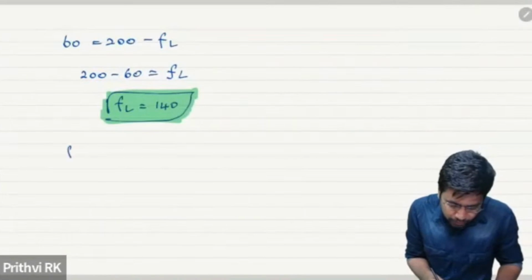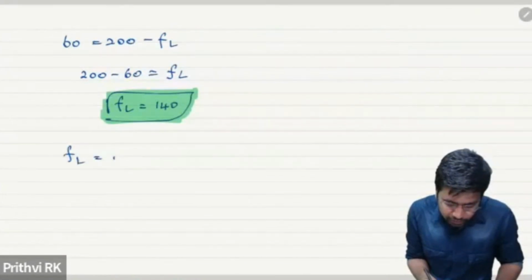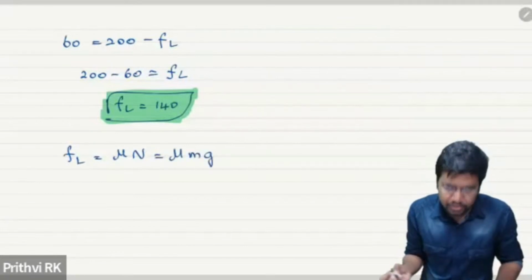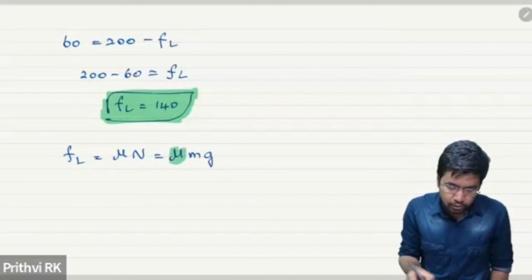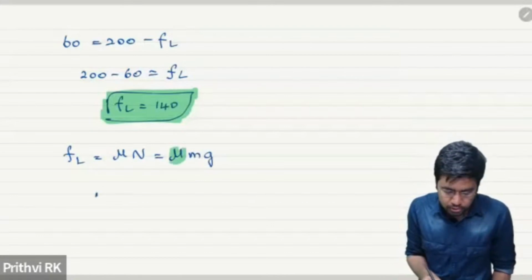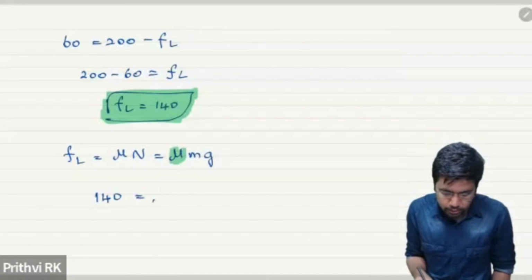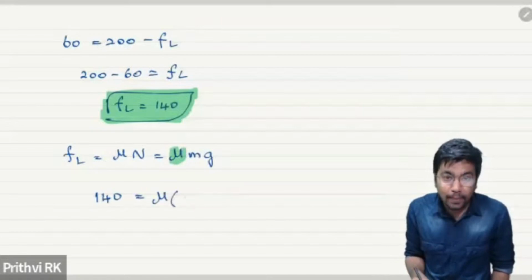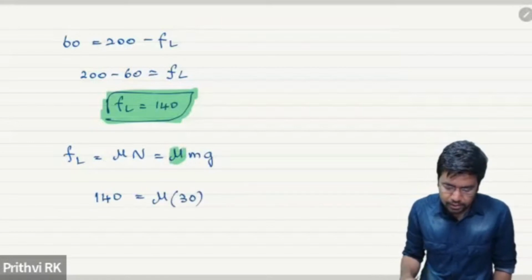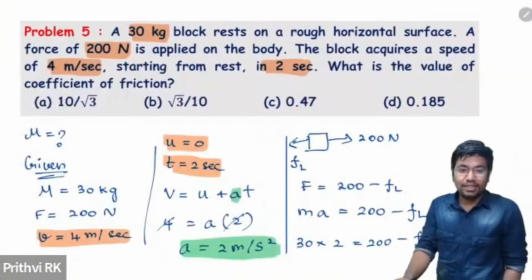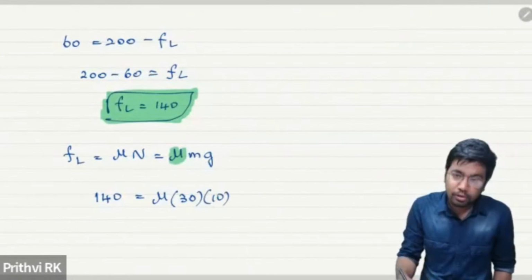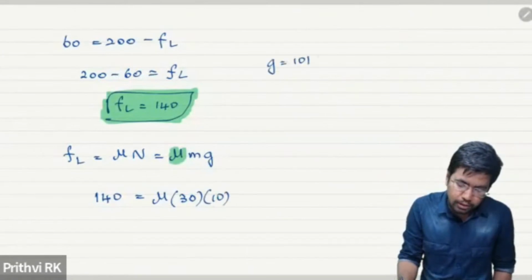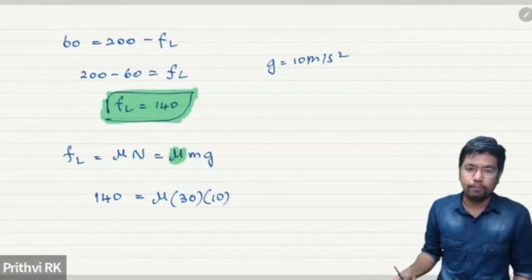So we will write the formula: FL is equal to mu N, or mu mg. Here we need to find the value of mu. So the value of the frictional force is 140, equal to mu into the mass, which is 30, and the value of g is 10. Acceleration due to gravity, g, is equal to 10 meters per second squared.